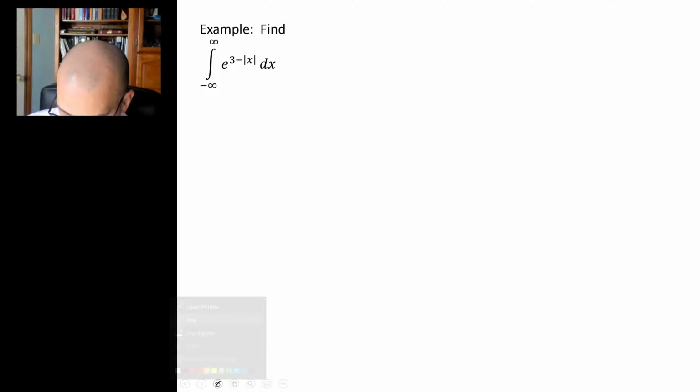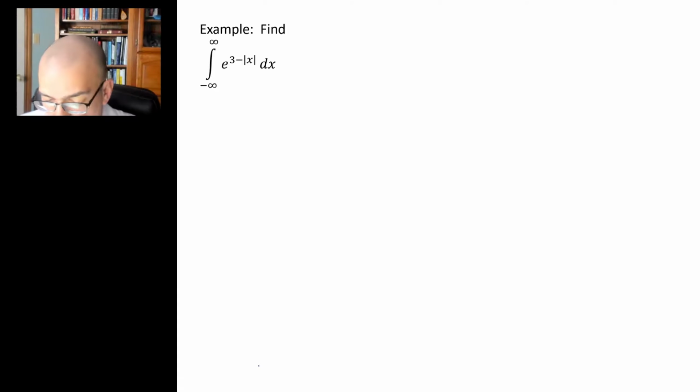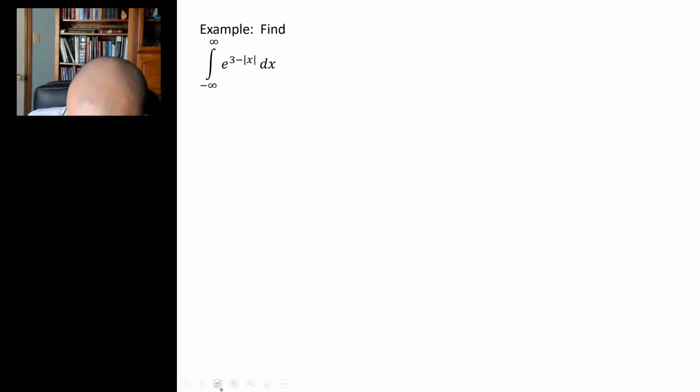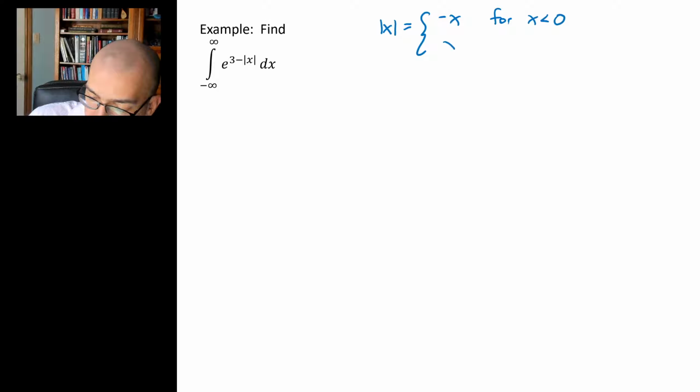All right, let's combine our knowledge of improper integrals with our knowledge of absolute value functions. So you see an absolute value function, we have to treat it as a piecewise. It's equal to negative x for x less than 0. It's equal to positive x for x greater than or equal to 0.